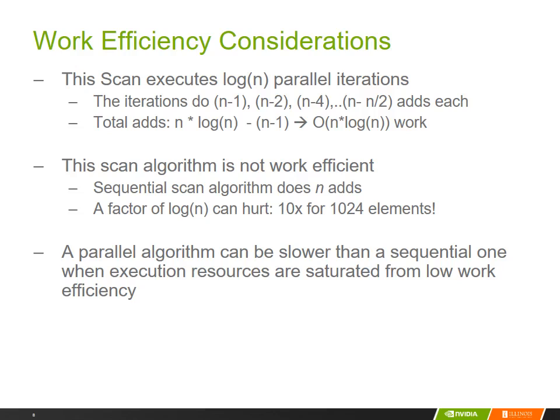Whenever we have a parallel algorithm that increases the amount of work significantly, we can easily have a situation where, if we have limited execution resources, the parallel algorithm can actually execute more slowly than a sequential algorithm. And this is oftentimes the case when we have work inefficient algorithms executing on limited amount of resource hardware.